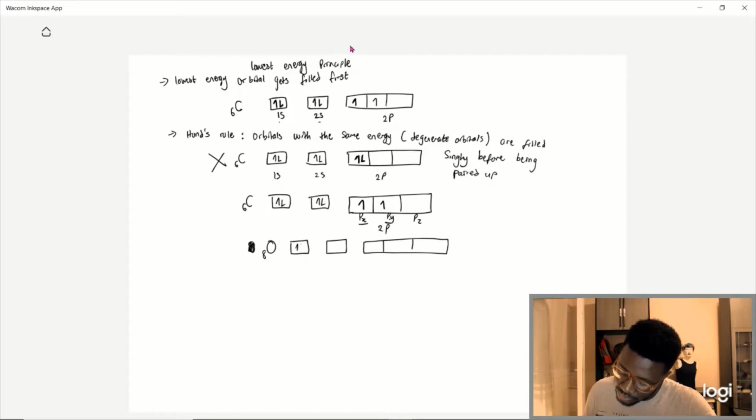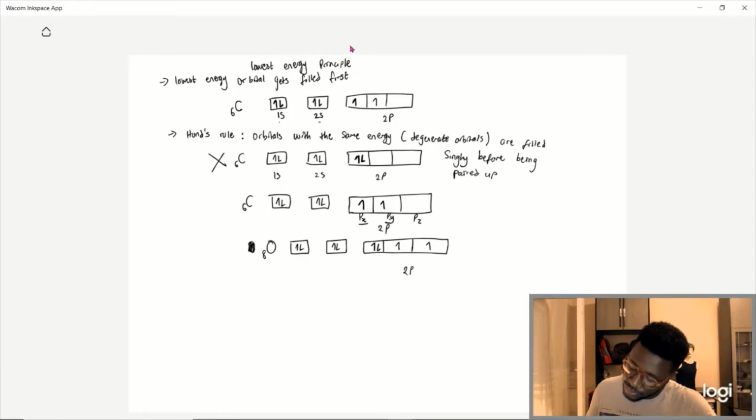So you fill this. You've used 4 electrons so far, so you have 4 more electrons. You have to fill them singly before you pair them up. So this is how it works when you're writing the electronic configuration, like when you're drawing the electronic configuration.